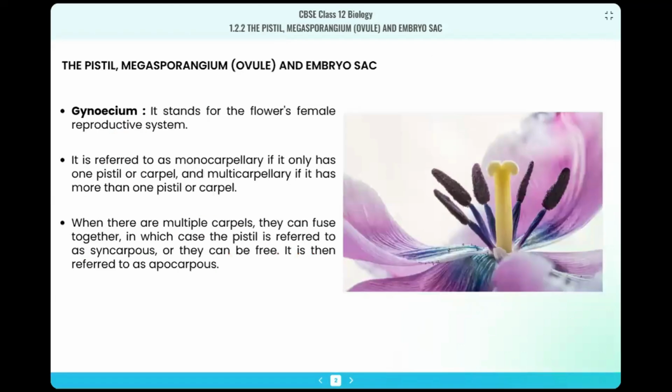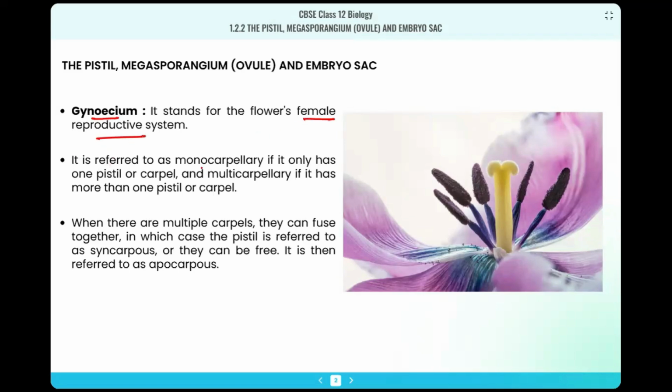So till now we have completed the male reproductive organ, the male gametophyte, that is the pollen grain. Now we are moving to the female reproductive organ. The female reproductive organ consists of the megasporangium, that is the ovule, and the embryo sac along with the pistil. So it is represented by the name gynoecium. Gynoecium stands for the flower's female reproductive system.